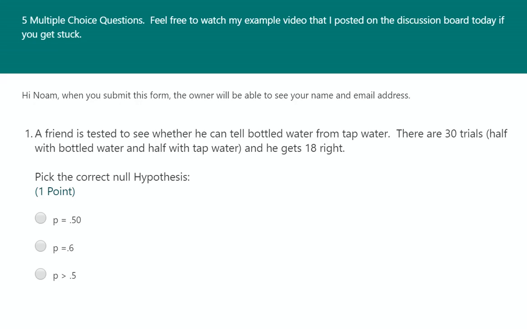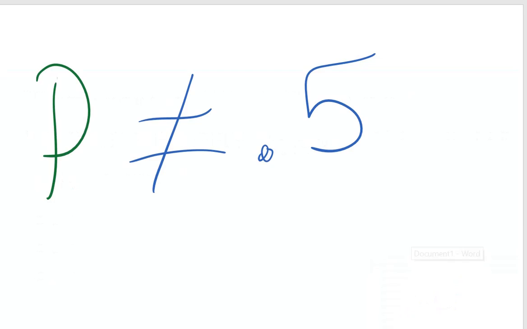So for this one, we want to see if he can get above 50, right? So the null hypothesis would be if he could get 50. Why? Because the null hypothesis is the thing that we want to disprove, or what we don't want. And so, he has a 50-50 chance, right? Either he's going to pick tap water or the bottled water, right?